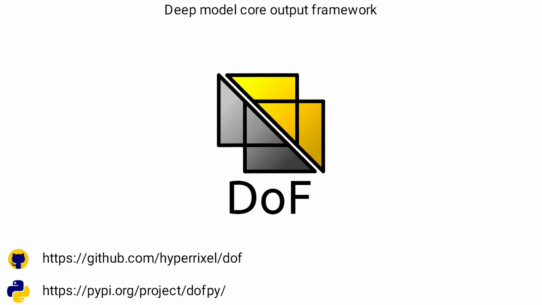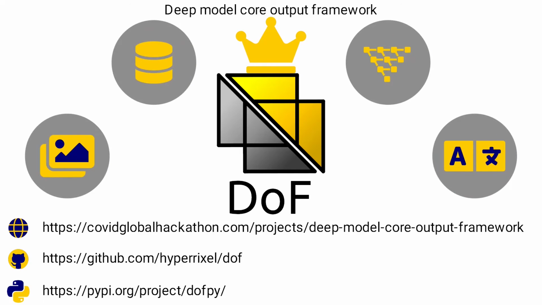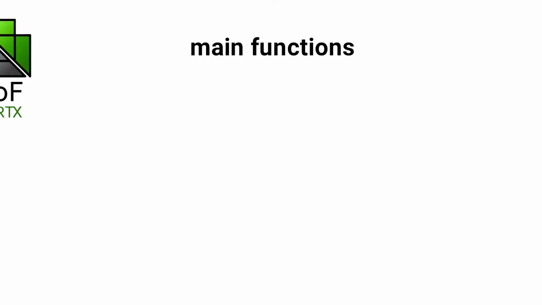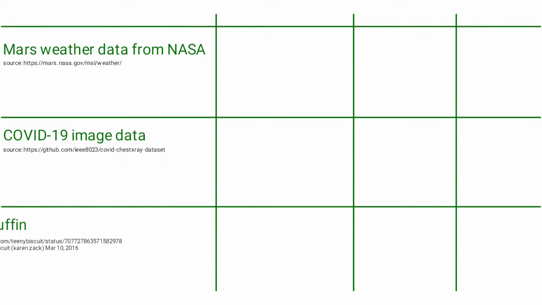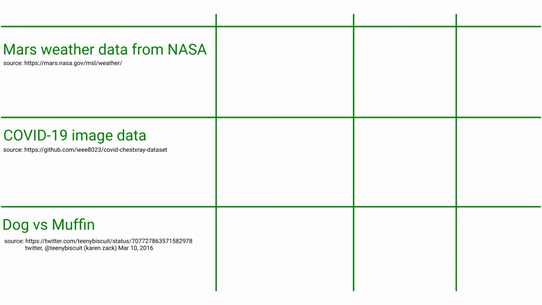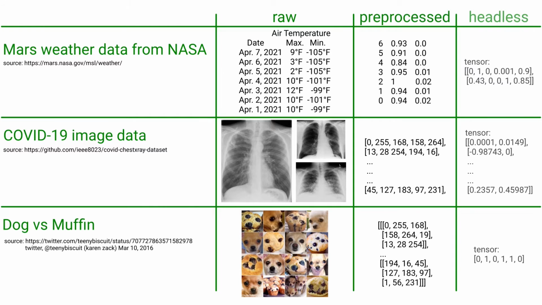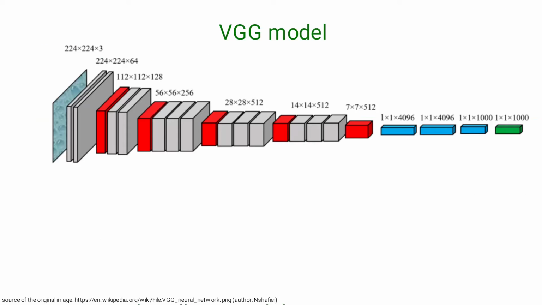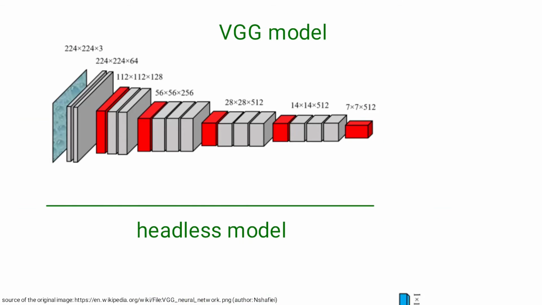It is a continuously developed hackathon winner project to provide flexible dataset management. The main functions of the integration are uploading, searching, and downloading. Users can save and retrieve different datasets and different stages of the same dataset very easily. Stages of dataset can be raw data, preprocessed data, or data forwarded through headless pre-trained models like VGGs or ResNets. Headless model is a pre-trained network without the last classifier layer.